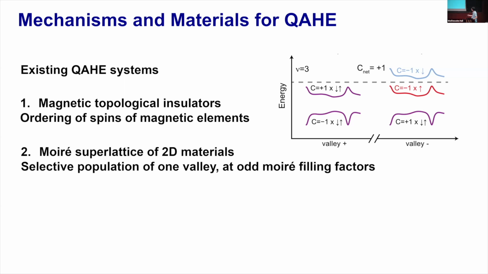Okay, first of all, our system has no magnetic element in it, which means this is different from the spin order case in the magnetic TIs.